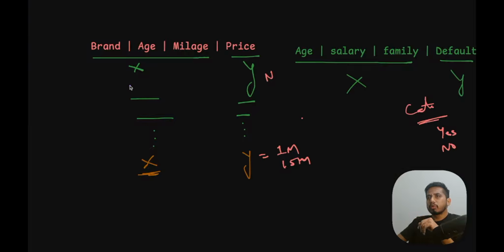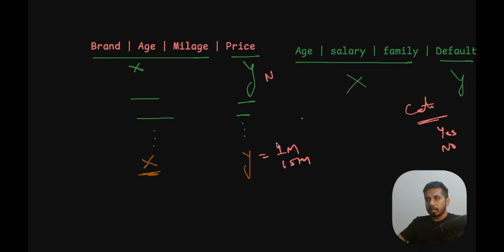So if you have both x and y variables in the training data, it is called supervised learning. Within supervised learning, if the y is numerical, then it is called a regression problem. And if the y is categorical, then it is a classification problem. Let's assume you don't have this y, then it is unsupervised learning.